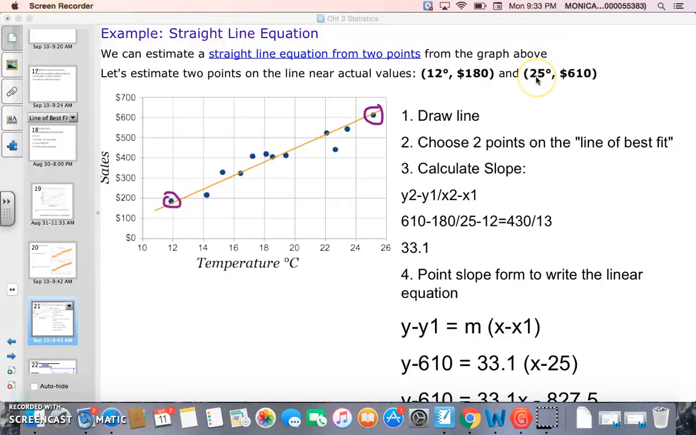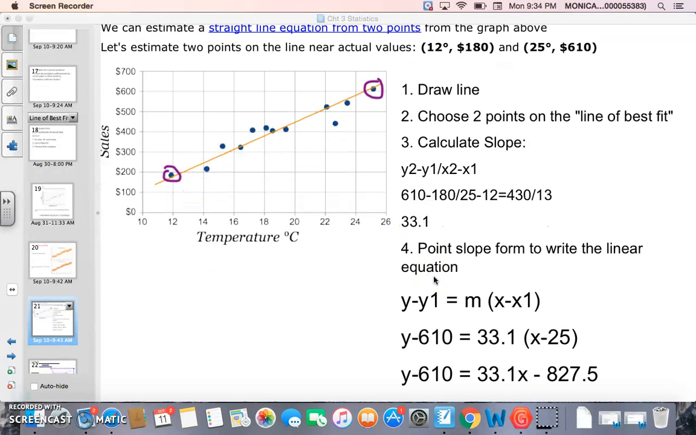And then you take 25 minus 12, that's your x2 minus x1, and you get 13. And then I've divided and estimated it as about 33.1. So I rounded, so it's not going to be exact, but it's going to be close. So that means there is a 33.1 rise every time the temperature increases by 1 degree. We're expecting to make $33.10 every time the temperature increases by 1 degree.